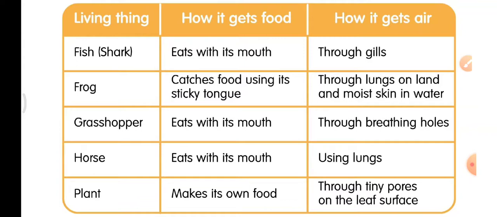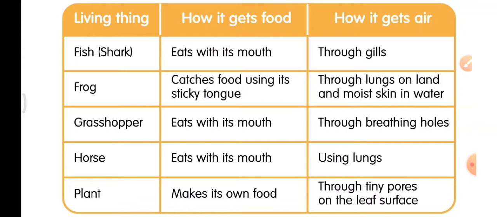Now let us go to the third living thing here. It is the grasshopper. How does the grasshopper get its food? Grasshopper eats with its mouth. Yes, we have learned this before, right? Grasshopper eats with its mouth and it gets air through breathing holes. We have finished the fish, frog, grasshopper, how they get their food and how they get their air.